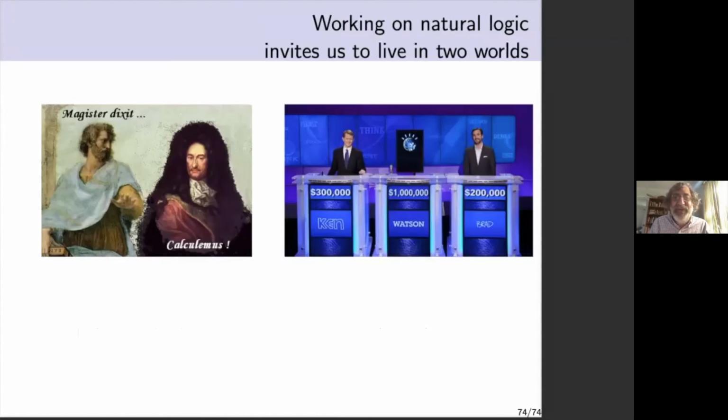And the last thing is doing this natural logic allows us to live in two kinds of worlds. This is what I love about logic, is that it's a very classical subject. I mean, this is Aristotle and Leibniz. It's maybe the most classical of the subjects going on today. At the same time, here is the computer that beats the human in Jeopardy. And so logic is not only a classical subject, it's like a hyper contemporary subject. And what I love about doing logic is that I get to do both of these. So that's what I have for you today.